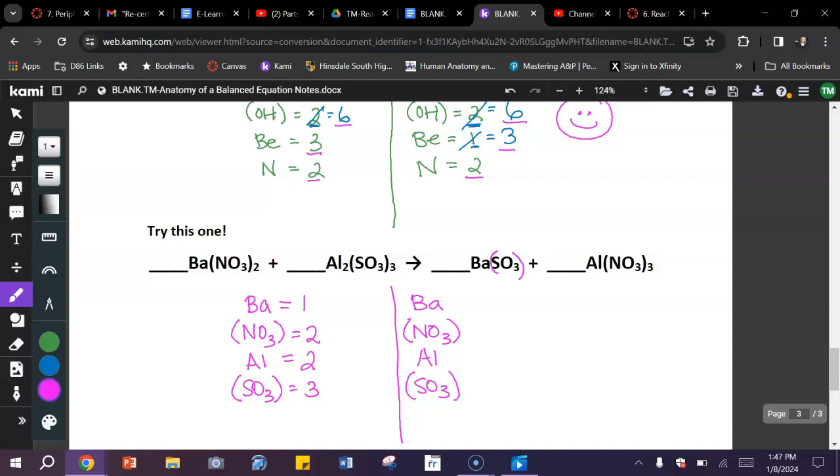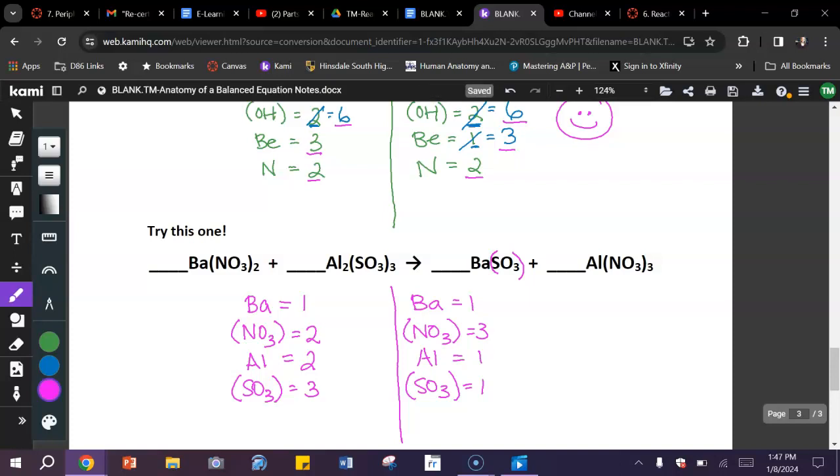So my barium, I only have 1. Nitrate, I have 3. Because there's a little 3 on the outside of the parentheses. I'm not saying 3 because of the 3 inside of the parentheses. I'm saying 3 because of what's on the outside of the parentheses. Aluminum has 1, and sulfite also has 1.